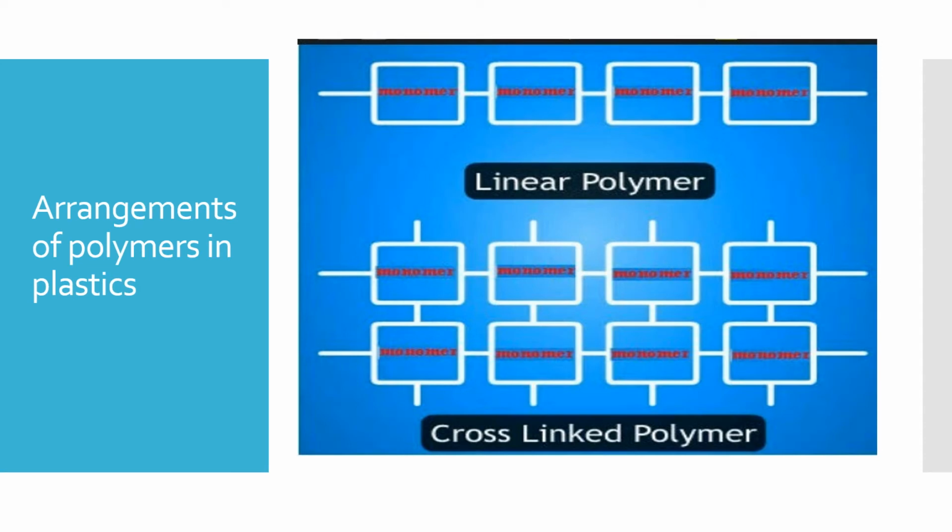You must be familiar with many plastic articles used every day. Plastic is a polymer, like the synthetic fibers. All plastics do not have the same type of arrangement of units. In some, it's linear, whereas in others, it's cross-linked. So the two types of arrangements of polymers in plastics are linear arrangement and cross-linked arrangement.